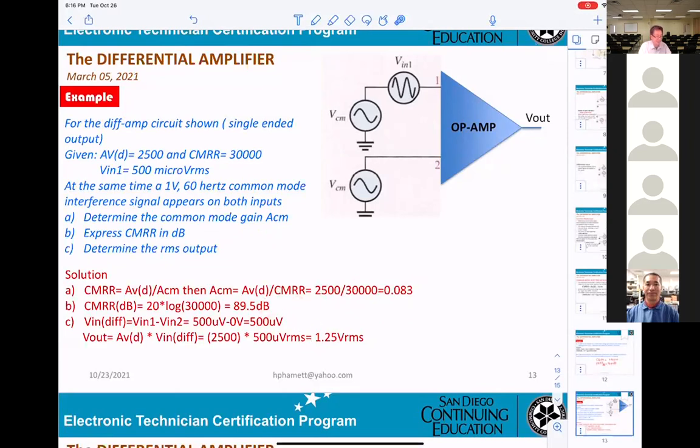Otherwise, next week we'll be talking about the differential amplifier again, starting at this example. Any question? Okay, if not, I will stop from my iPad.